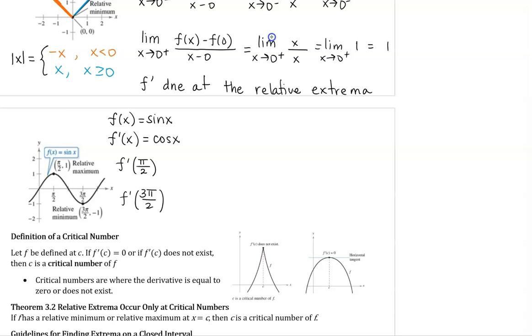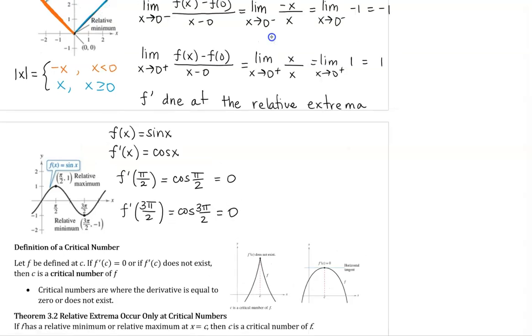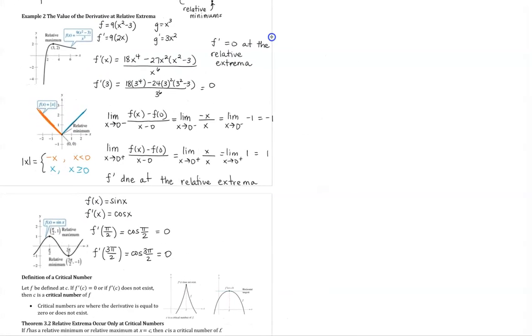So we want to know, what is the value of the derivative at pi over 2? Well, let's plug pi over 2 into cosine. And cosine of pi over 2 is equal to 0. Now let's see what is the value of the derivative at that relative minimum at 3 pi over 2. So now I'm going to plug 3 pi over 2 into cosine. And cosine of 3 pi over 2 is also equal to 0. So this example is similar to the first one that we looked at, where we are again seeing that the derivative is equal to 0 at those relative extrema.